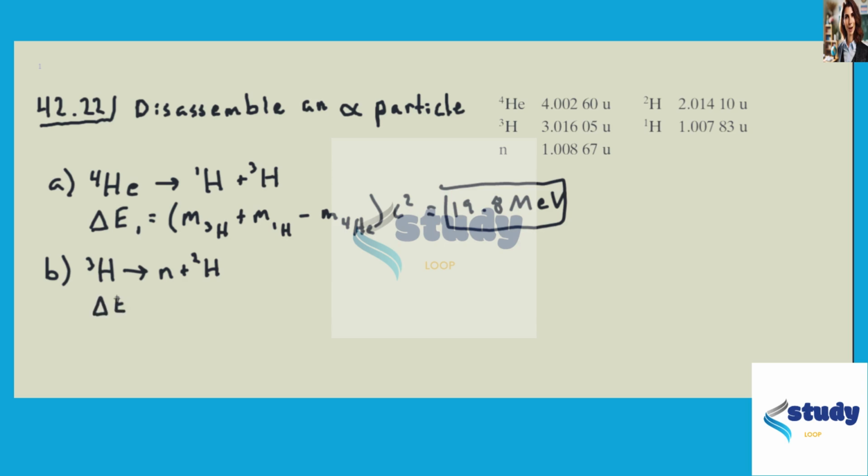Here we'll call this delta E2 because it's our second step. And this is basically rinsing and repeating what we did before, except the masses we're using are different. But conceptually, it's exactly the same thing. Mass of hydrogen-2 times c squared. So this is 6.26 mega electron volts.